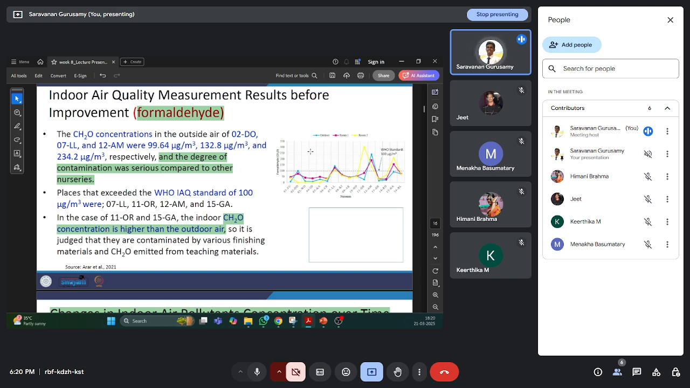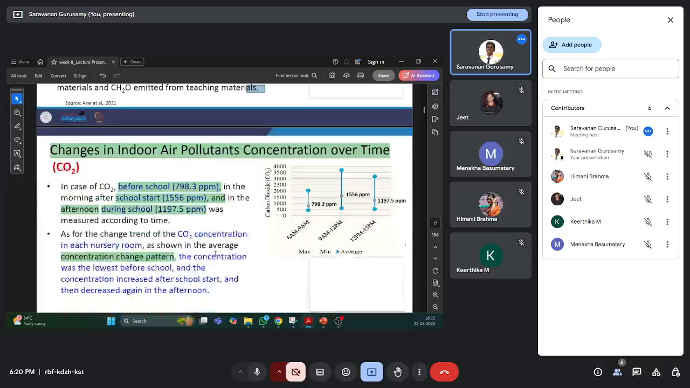Compared to other nurseries, which they have given codes for, that is 16 nursery buildings, the formaldehyde concentration is higher than the outdoor air. That is another impact. All the pollutant parameters are higher than the outdoor air. So it is judged that they are contaminated by various finishing materials and formaldehyde emitted from teaching materials, like chalk paste or any pen, whatever whiteboard markers we are using, that may emit volatile organic carbon as well as formaldehyde.